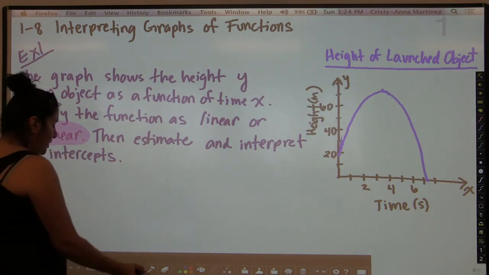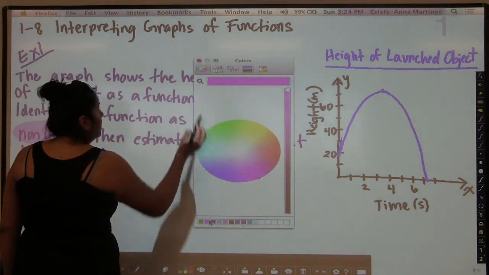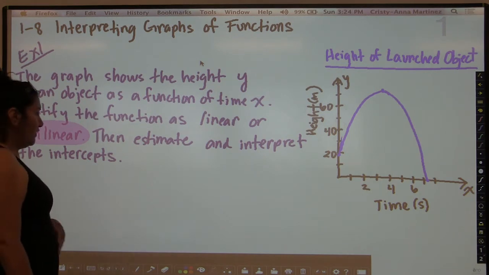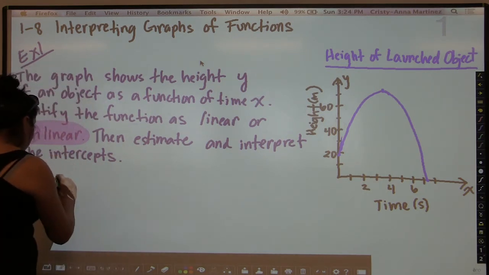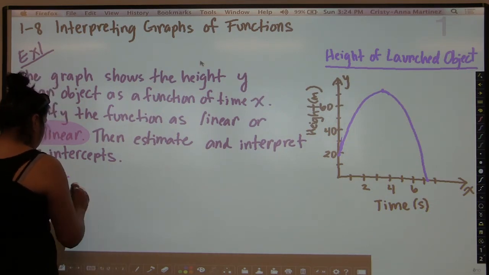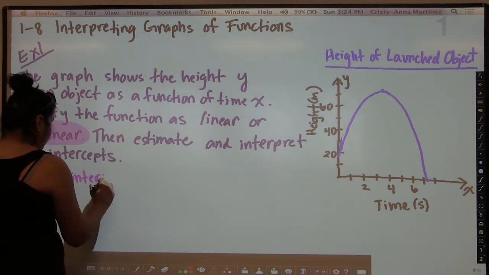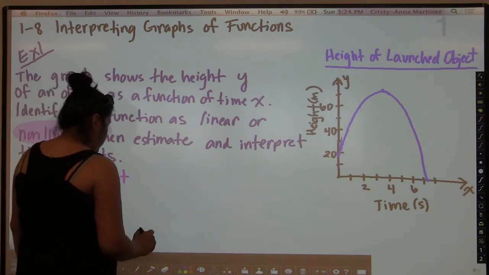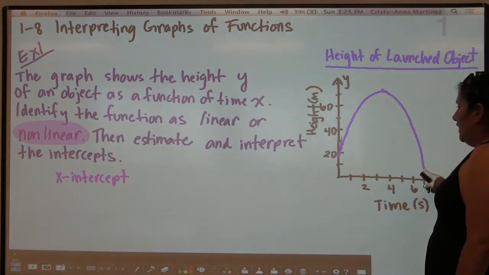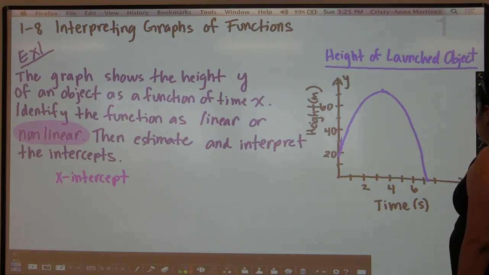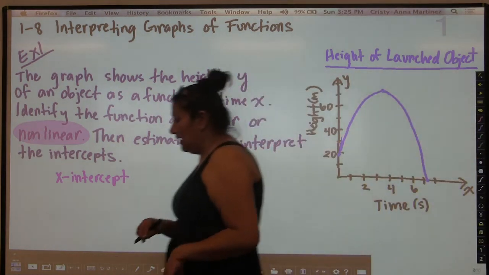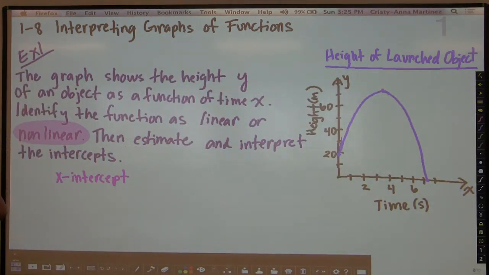All right, the next part is asking us to estimate and then interpret the intercepts. First we're going to do the estimate for the x-intercept, and we're also going to do it for the y-intercept. The x-intercept is where the graph, the blue part, crosses the x-axis. We can see here that it's crossing the x-axis almost at 7. It's probably a little bit above 7.